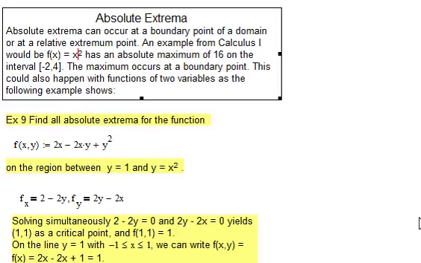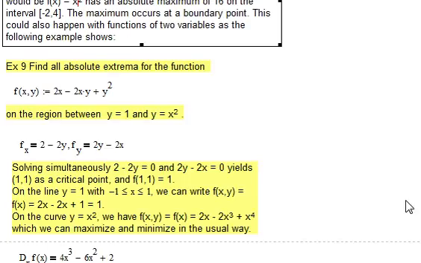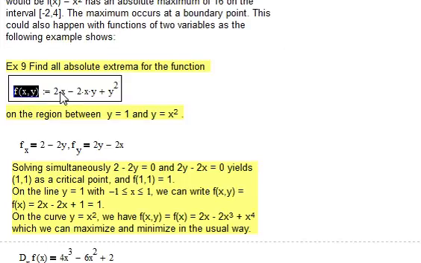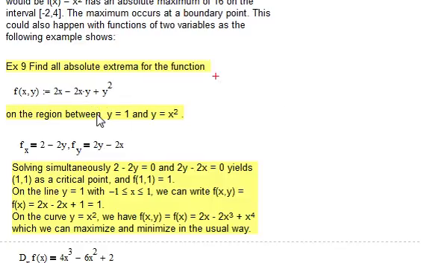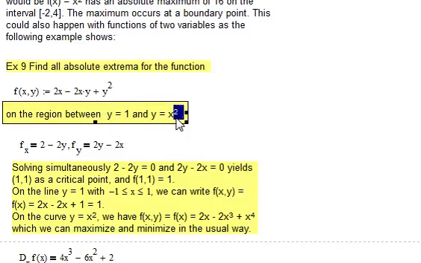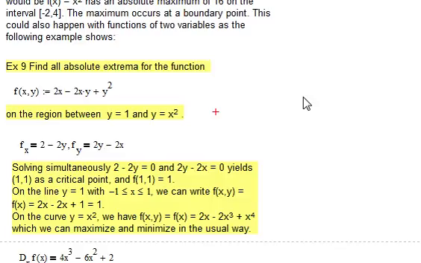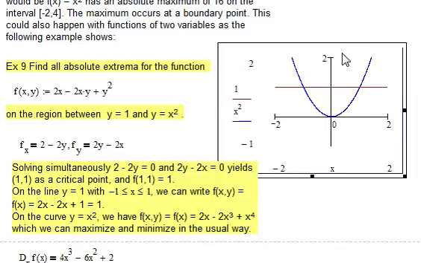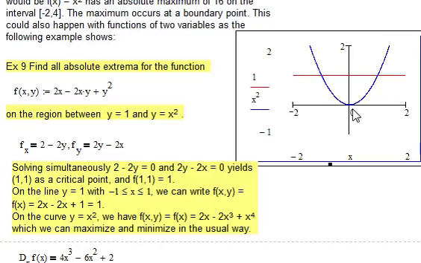So let's look at the absolute extrema for the function f of x, y equals 2x minus 2xy plus y squared, on the region between y equals 1 and y equals x squared. I thought I'd show you the region between y equals 1 and y equals x squared. That's this region, this little piece of the parabola. Boundaries are blue in this direction and red in this direction.